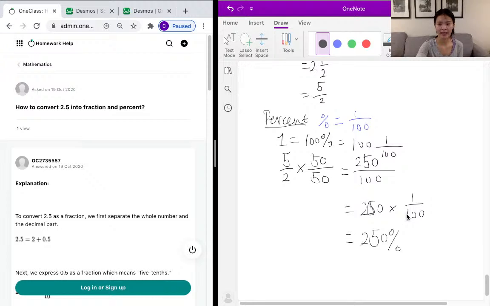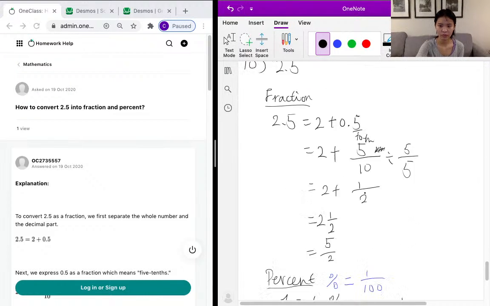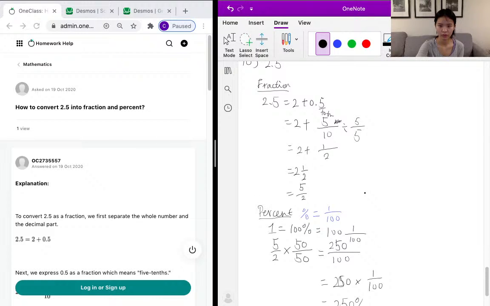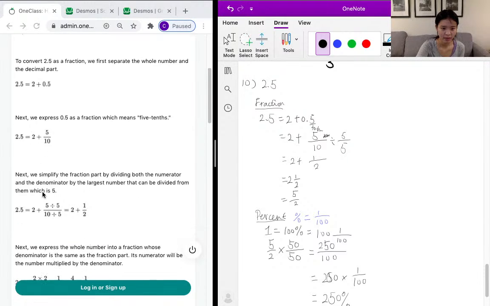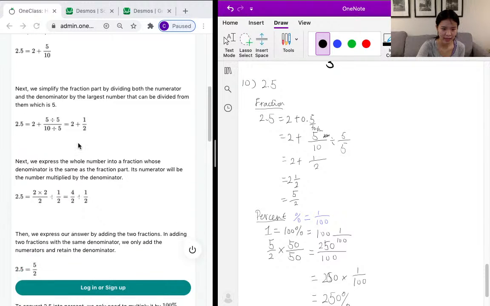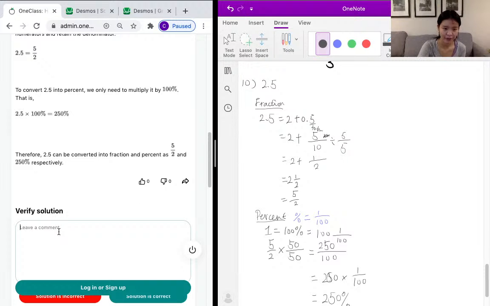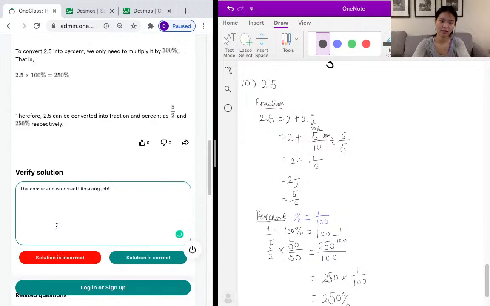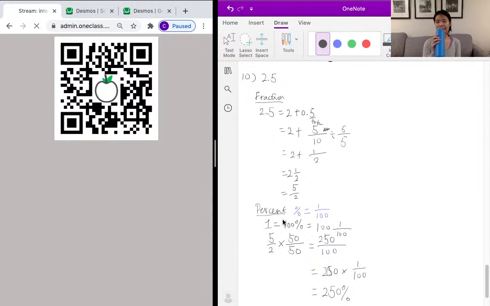Perfect. Now let's look at our sample solution over here. Perfect. They just wrote it as 5 over 2. Nice. It's correct. The conversion is correct. Amazing job. Nice. Let's see what's our next problem.